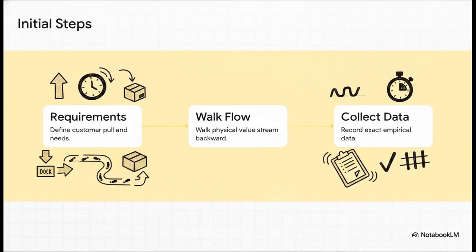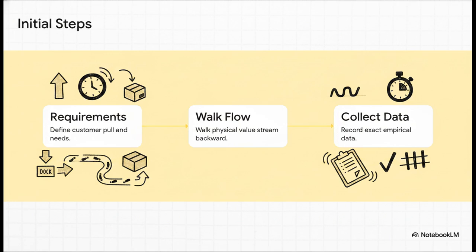It boils down to three initial steps. Step 1, define customer requirements. You've got to figure out the exact demand, shift patterns, and delivery needs so you know what the customer is actually pulling from you. Step 2, and I absolutely love this one, walk the flow backward. Yes, backward. You start at the very end, like the downstream shipping dock, and trace the steps upstream to the raw materials. Why? Because walking backward forces your team to view the process strictly from the customer's perspective so you don't fall into the trap of traditional push logic.